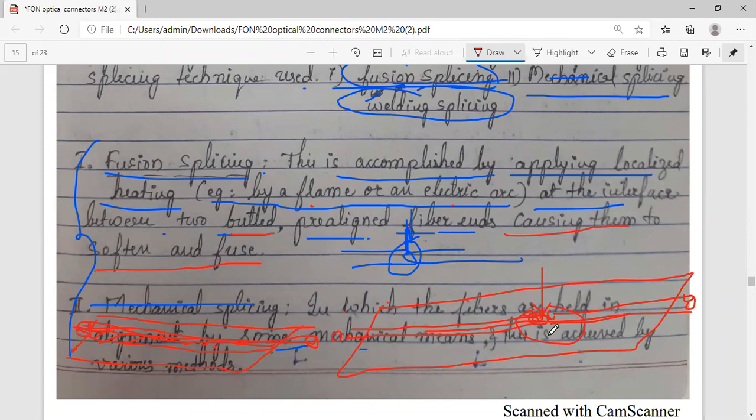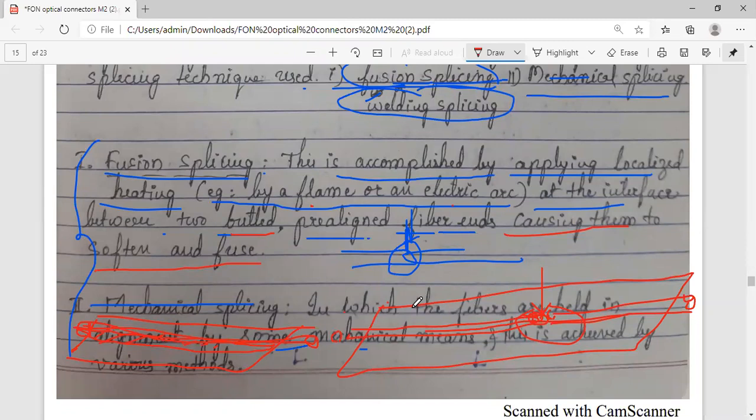Okay, so why are you going for these connections? The reasons are, very first thing, you cannot manufacture a very long optical fiber cable. If your long distance communication is 4,000 kilometers, practically speaking, you cannot manufacture such a big optical fiber. So you should go for smaller fibers and connect them all together so that you can achieve long distance. So this is one thing.